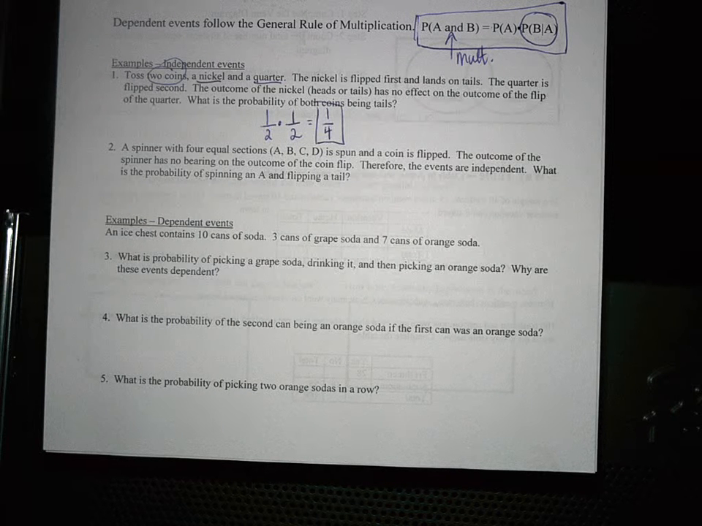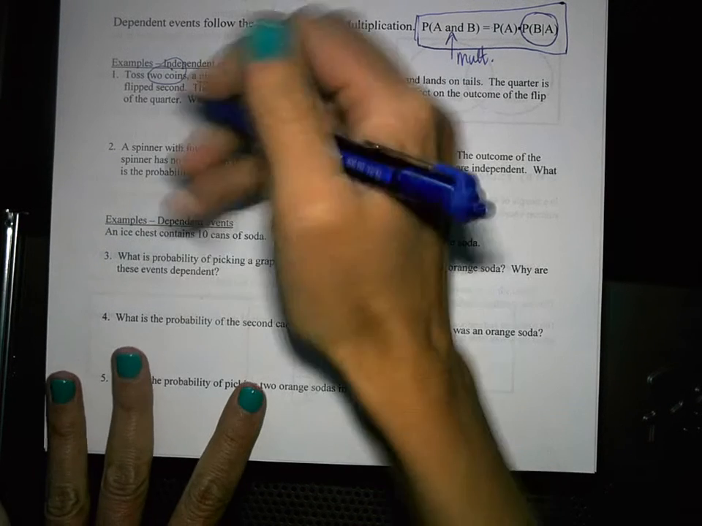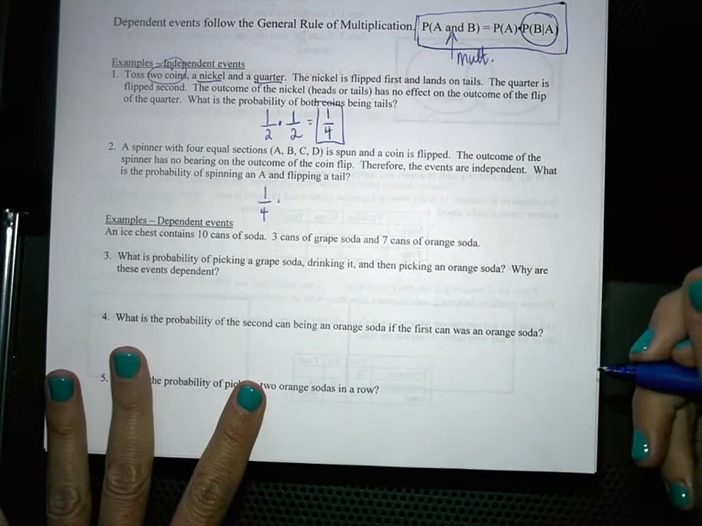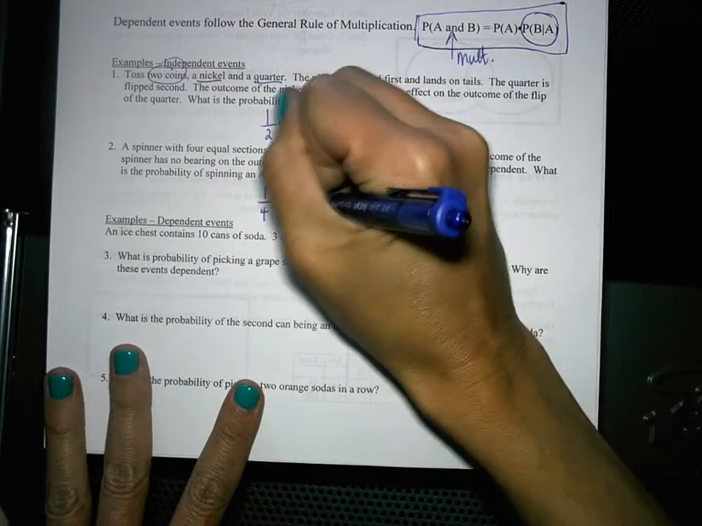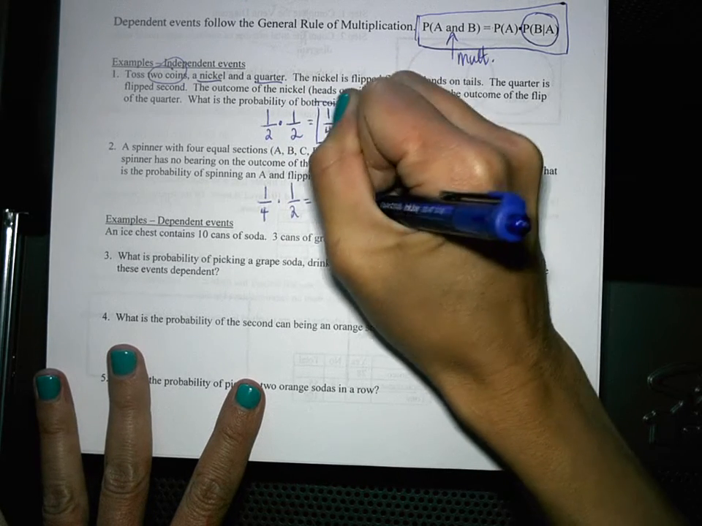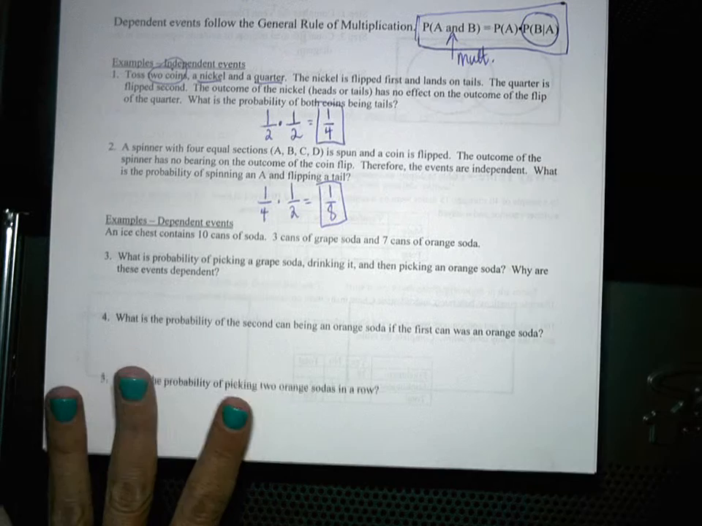You got it? Okay, give me a thumbs up if you think you have the answer. So how many A's are there on the spinner? 1 out of how many total? 4 times, and then how many tails are there? 1 out of 2. Nothing can reduce, and you get 1 out of 8. Any questions?